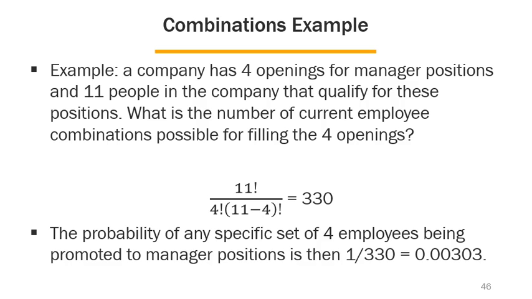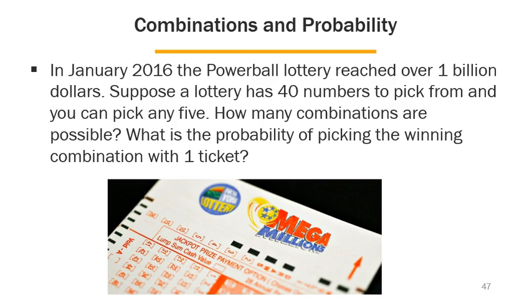Now think about any specific set of 4 employees. So pick 4 people out of those 11. What's the probability that those 4 people, that specific group, will get the promotions to manager positions? So it's 1. That's one possible outcome out of 330 total, and that gives us a probability. Here, somewhat small. So that is how we might calculate a probability in this setting, and why we might use a kind of counting rule for getting this.